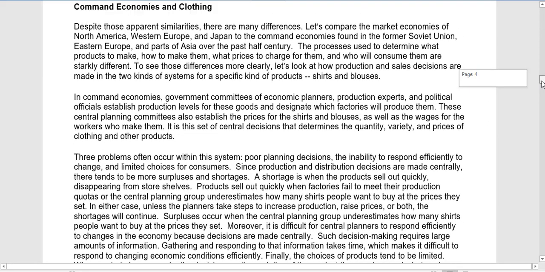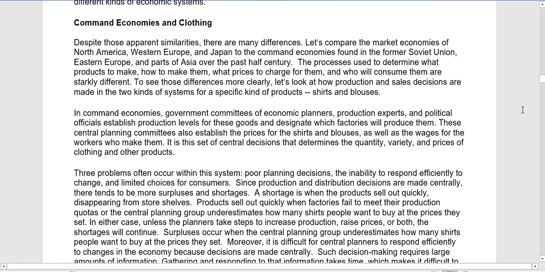Command economies and clothing. Despite these apparent similarities, there are many differences. Let's compare the market economies of North America, Western Europe, and Japan to the command economies found in the former Soviet Union, Eastern Europe, and parts of Asia over the past half century. The process used to determine what products to make, how to make them, what prices to charge for them, and who will consume them are starkly different.